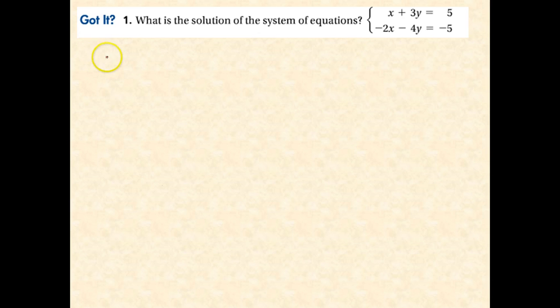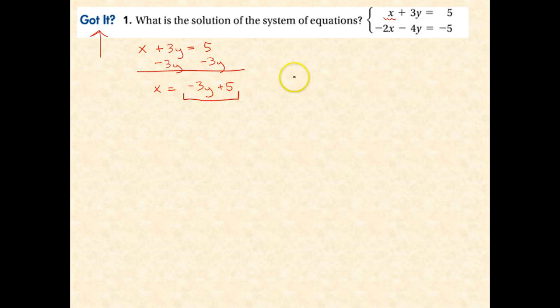All right, so pause it and see if you got it. All right, I'm looking over here and I'm thinking this x right here is going to be the easiest one to get by itself. So I'm going to take x plus 3y equals 5, subtract 3y from both sides of the equal sign, and I get x equals negative 3y plus 5. And I'm going to substitute this expression in for x in the other equation.